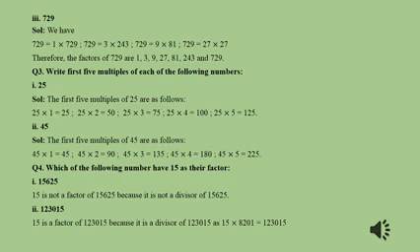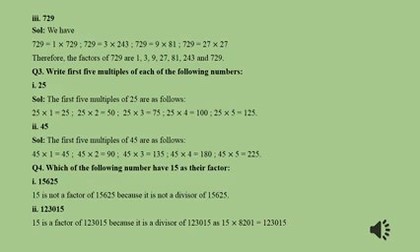Next is question number 3, that is, write first 5 multiples of each of the following numbers. So we have been given certain numbers and we have to find their first 5 multiples. So the first part is 25. Now to find the first 5 multiples of 25, we take the number 25 and multiply it by the number 1 first, that is 25 multiplied by 1, which is equal to 25. So 25 is its first multiple.